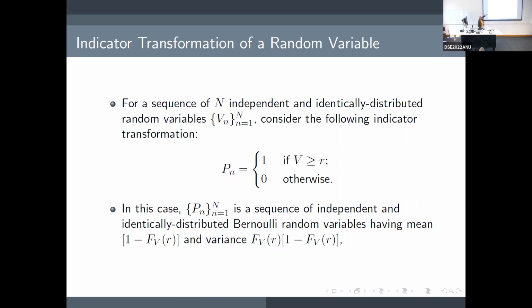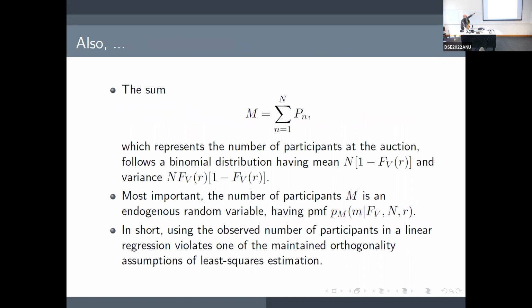But those signs have structure. They're Bernoulli and they're IID. So when we add them up, we know what we got. The number of participants at an auction is a binomial, and you know what the probabilities are. And so those are going to be important in building the likelihood function of whether someone showed up or didn't show up. I'll call that M. Why? Because it's less than N most of the time.